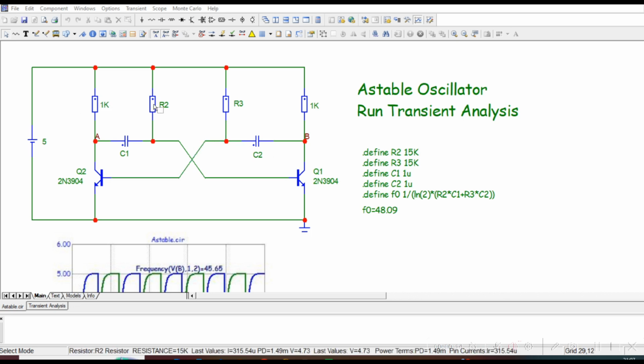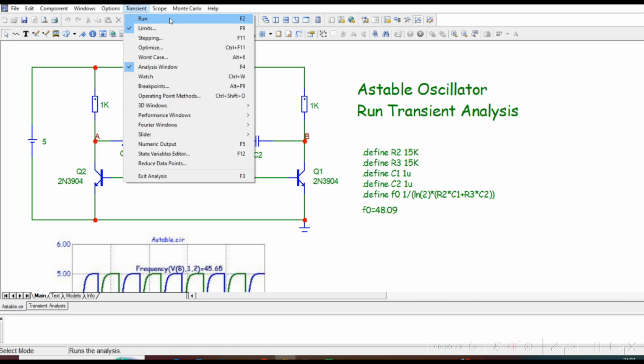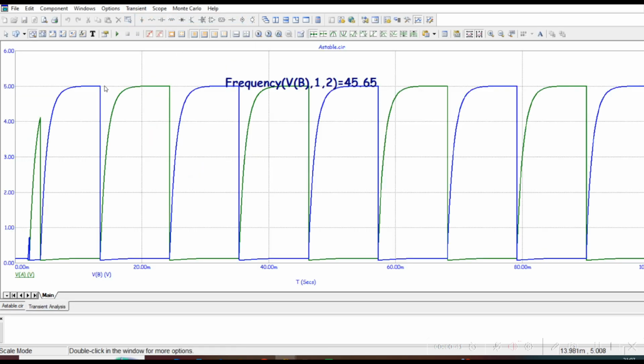Testing the output. Use an oscilloscope to observe the output waveform at the collector of either transistor. You should see a square wave alternating between high and low states. Adjusting the frequency. Experiment with different resistor and capacitor values to change the oscillation frequency and observe the results.